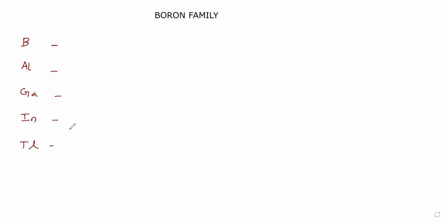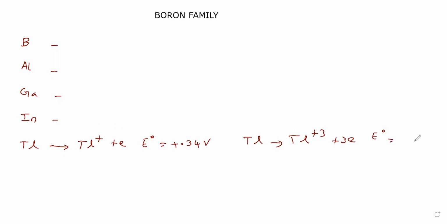Now, thallium into thallium plus 1, that E naught we will take. That E naught is plus 0.34 volt. Then thallium into thallium plus 3, that E naught is minus 1.26 volt.